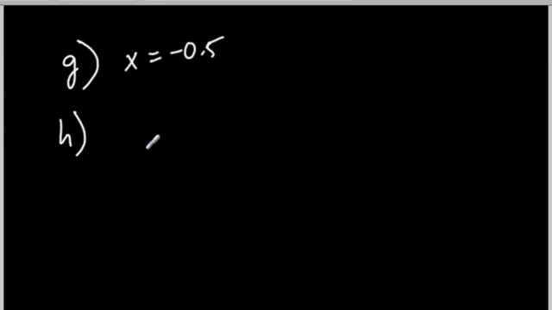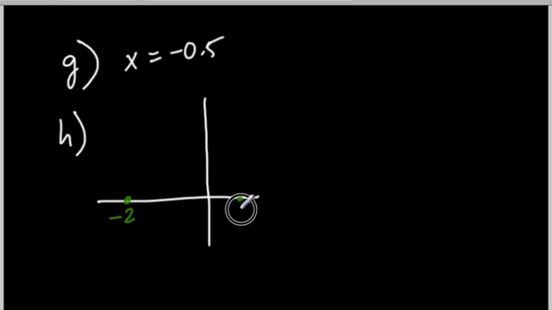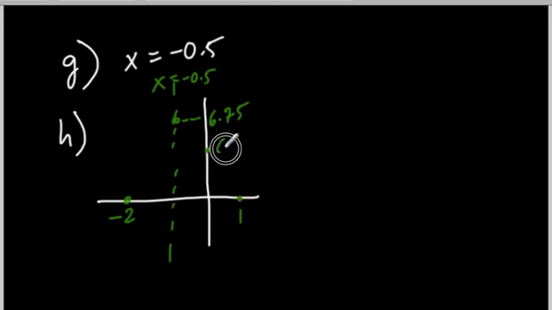H is, so let's just sketch the graph. Okay, so we have one x-intercept right here, which is negative 2. Another one, which is right here, which is 1. We have our axis of symmetry, which is x equals negative 0.5. Our vertex goes through the axis of symmetry and has a y coordinate of 6.75. Our y-intercept is 6.